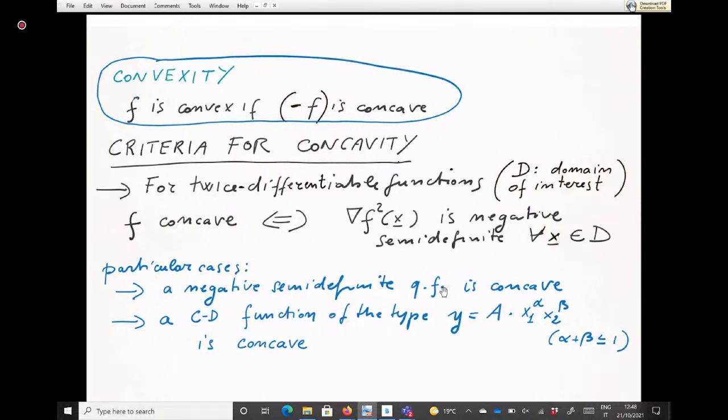So don't try to test for concavity with other tools. If you recognize that this is a negative semi-definite quadratic form, this is concave. There are important examples. And of course, a positive semi-definite quadratic form is convex, okay? I only focus on concavity, but just reverse the statement. A positive semi-definite quadratic form is convex.